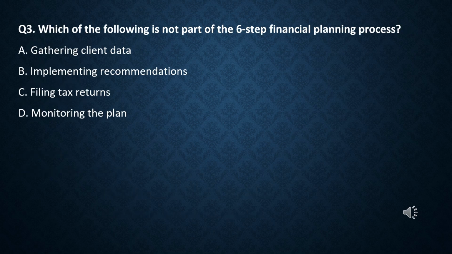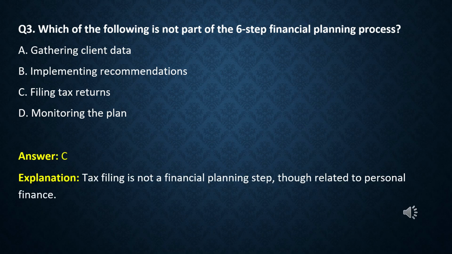Next question. Which of the following is not part of the 6-step financial planning process? Option A, gathering client data. Option B, implementing recommendations. Option C, filing tax returns. And option D, monitoring the plan. Correct answer is option C, filing tax returns. Tax filing is not a financial planning step, though related to personal finance.